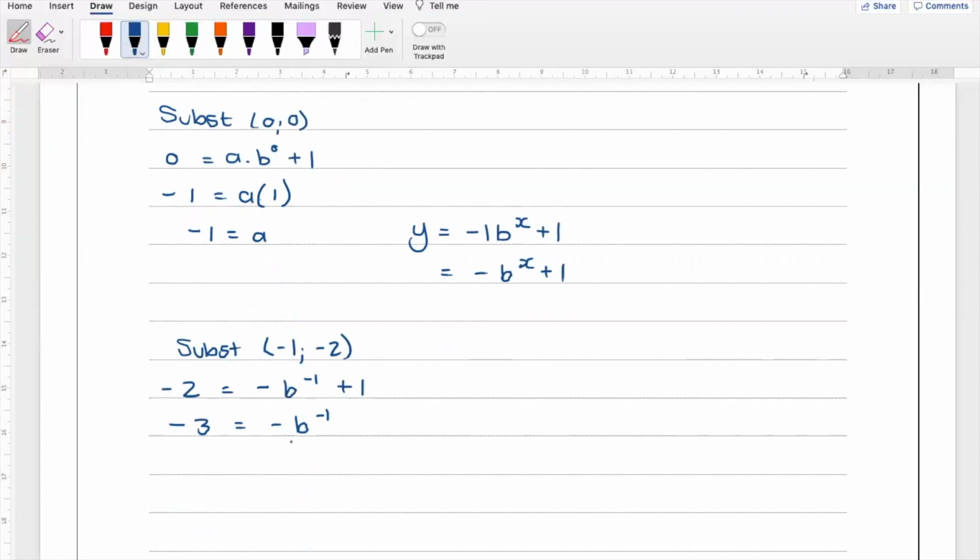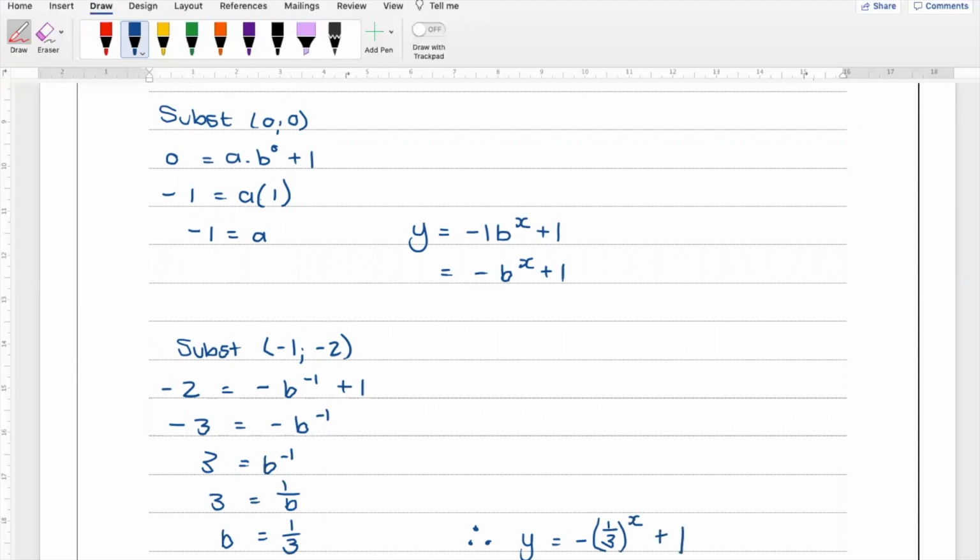All right, I'm going to divide right through by a negative, and I'll get 3 is equal to b to the power of negative 1. If I remember very carefully, that means that 3 is equal to 1 over b, and that will mean that b is equal to a third. All right, so now I have my a value, I have my q value, and I have my b value, so I can finalize my equation and say, therefore, my final equation is y equals negative 1 times a third to the power of x plus 1.